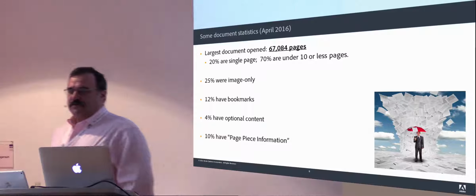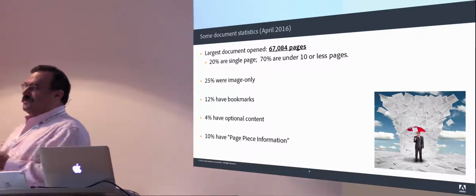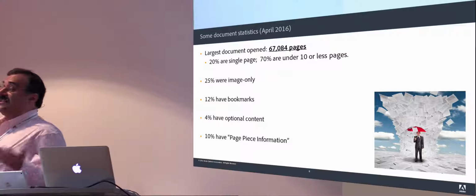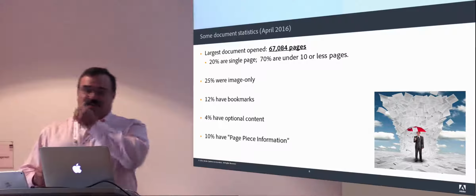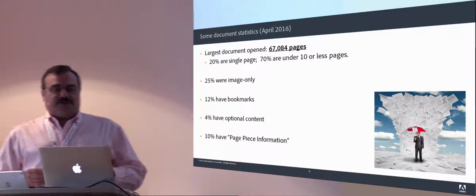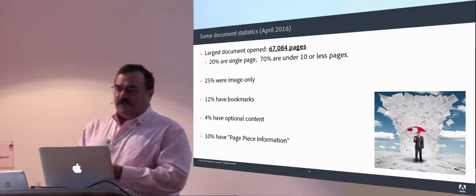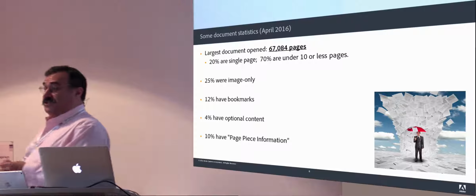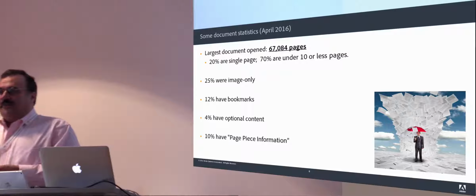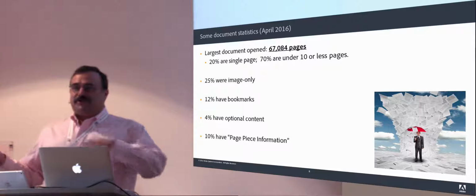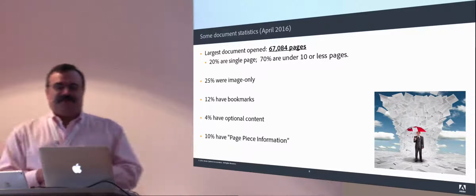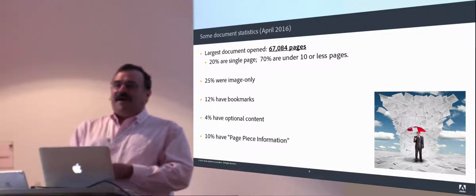So let's look at some other statistics. Some ones that I picked out. We certainly have lots and lots of statistics. I just picked out ones I thought were interesting. The largest document that was opened in April was 67,000 pages in length. Some months we have larger documents, some months smaller. This just happened to be this month's largest document.